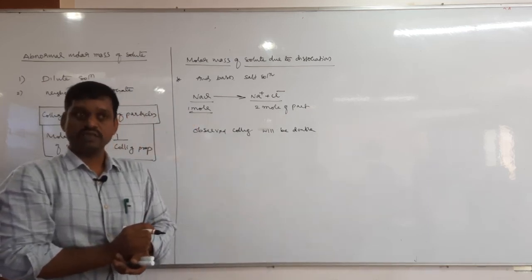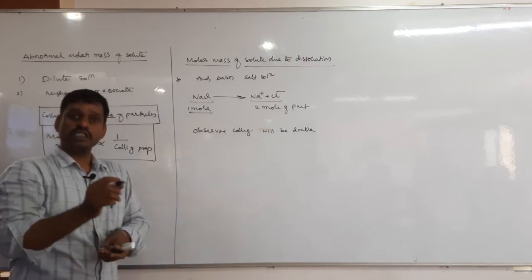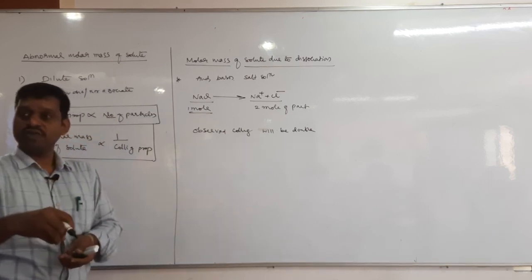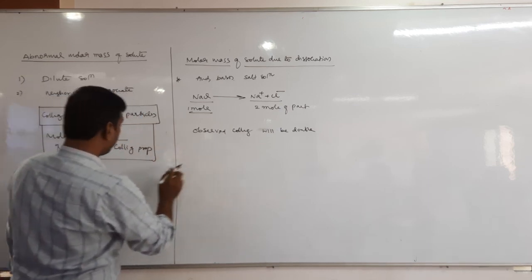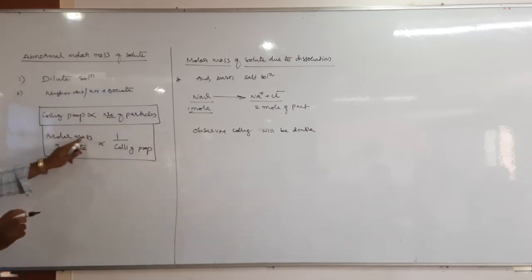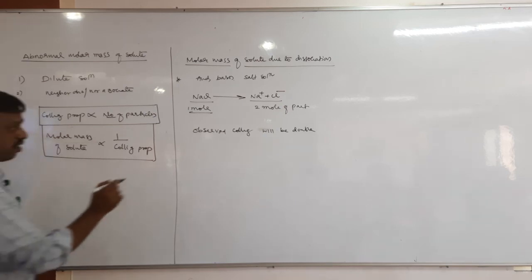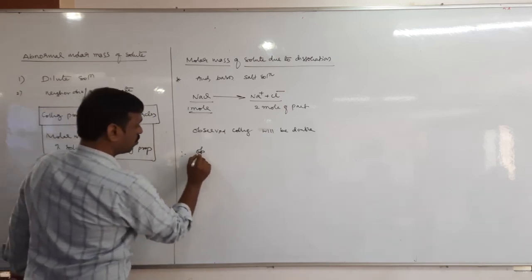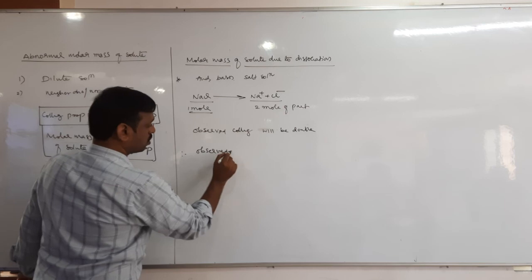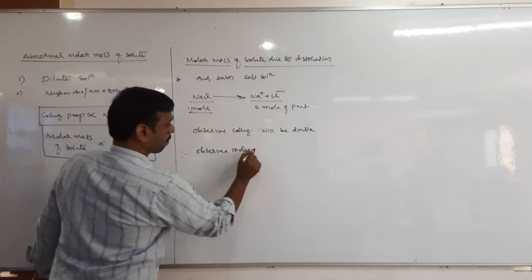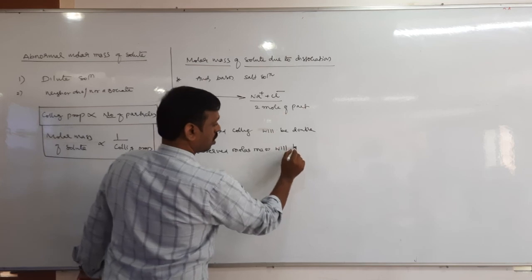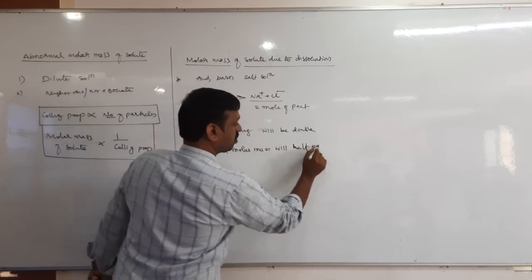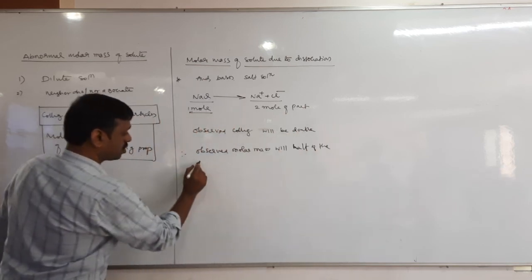Then what happens to the observed molar mass? The observed molar mass will be half of the normal molar mass, because colligative property is inversely proportional to molar mass. Therefore, the observed molar mass will be half of the normal molar mass.